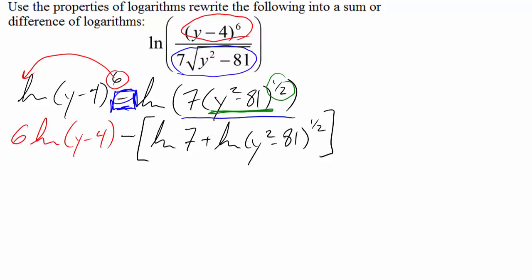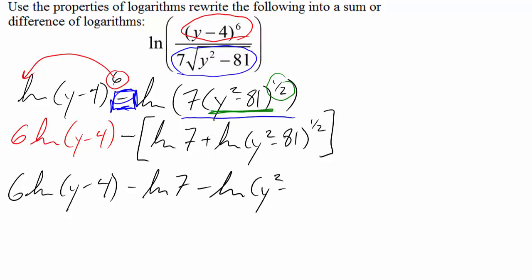So basically when we do the split, the negative needs to go to both. Whether you write that out as a separate step as I've done here, or you just jump right into this as 6 natural log of y minus 4 minus natural log 7 minus natural log of y squared minus 81 to the 1/2, it doesn't really matter if you do that intermediate step or not. I would urge you to go with whatever makes the most sense to you. If you would prefer to just jump right in and distribute the negative as you go, like I've got, that's fine. If you prefer not to deal with that, that's also fine.